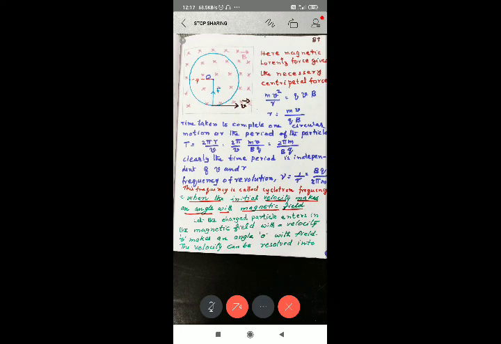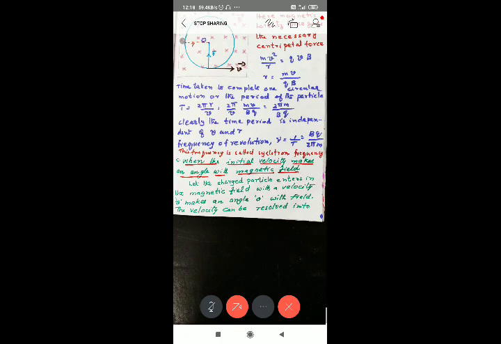Clearly the time period is independent of velocity and radius. See, whether the particle is moving fast or not, the time period does not depend on that. If it is faster, it will cover more radius like that. So the time period does not depend upon velocity and radius. In that expression, no radius is there, no velocity is there. 2 pi m by bq. For the same charge to mass ratio of the particle, they will complete the circular path, whether fast or not, in the same time.